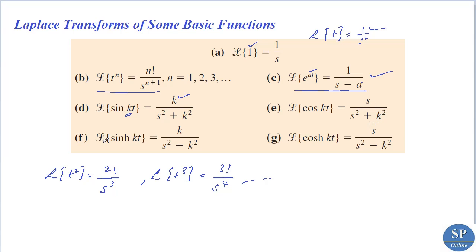Next one is L of sinh kt, hyperbolic sine of kt, which is nothing but k by s square minus k square. Here it is minus. For hyperbolic functions, the Laplace transform of hyperbolic sine is k by s square minus k square, and L of cosh kt, hyperbolic cosine of kt, is nothing but s by s square minus k square. So you can apply these formulas to solve the problems.